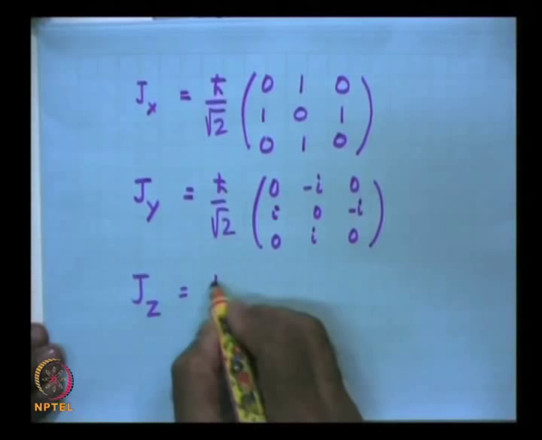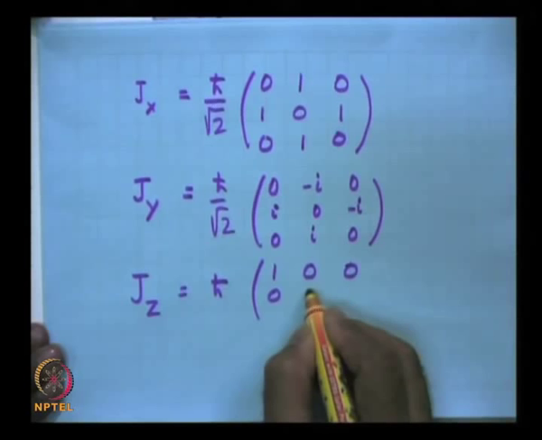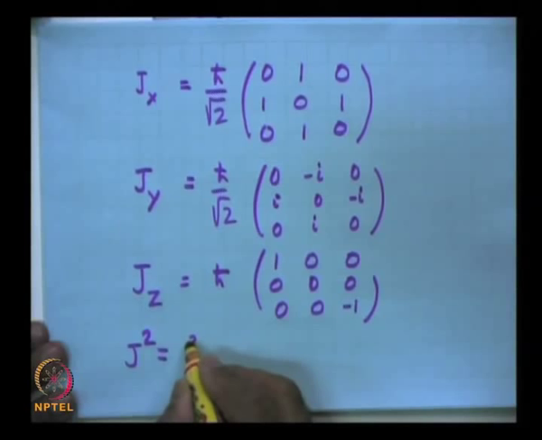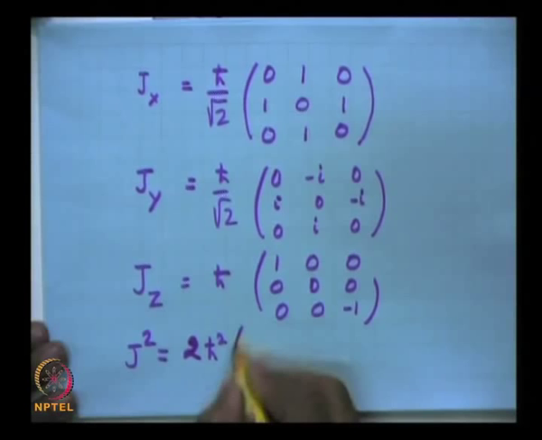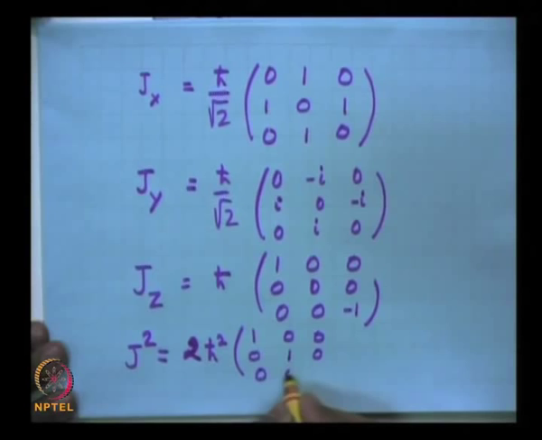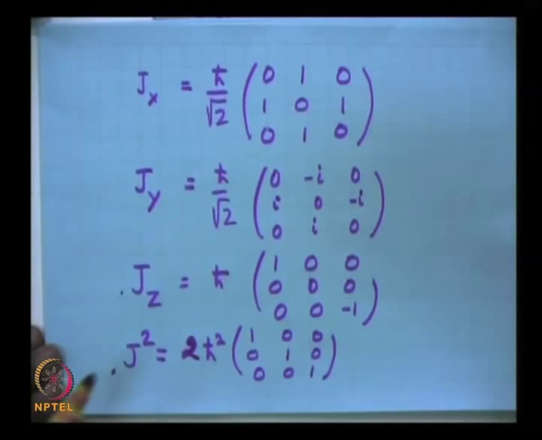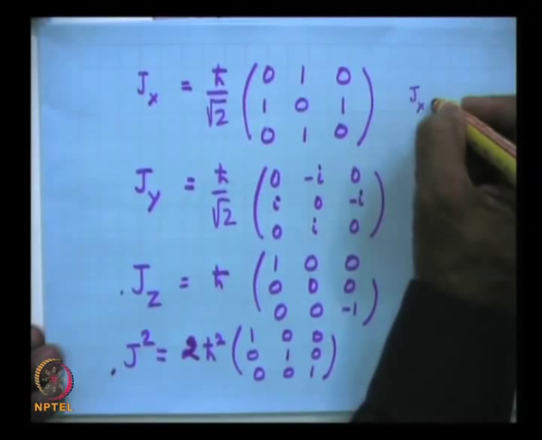with rows 1 0 0, 0 0 0, 0 0 minus 1. And j square will be j x square plus j y square plus j z square. So, this will be j into j plus 1, that is 2, h cross square times the identity matrix with rows 1 0 0, 0 1 0, 0 0 1. Once again, j x will commute with j square, j y will commute with j square, j z will commute with j square, but j x, j y, j z will not commute with one another. And I leave it as an exercise for you to show that the commutator of j x and j y is equal to i h cross times j z.